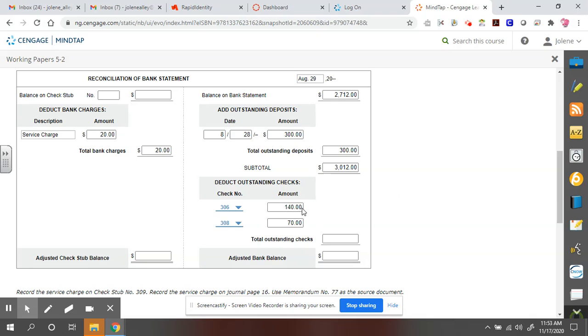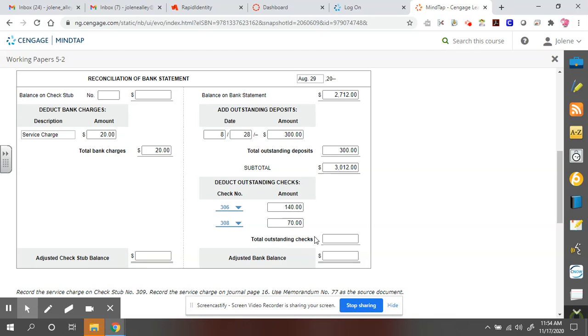Okay, so these were checks that the company wrote and they probably mailed them. And you know that takes a few days to get in the mail and then for that company to process it and stuff like that. So that's why you have to put these. These are outstanding. They have been sent out. They have not been processed through the bank yet. So that money's technically still in this account.